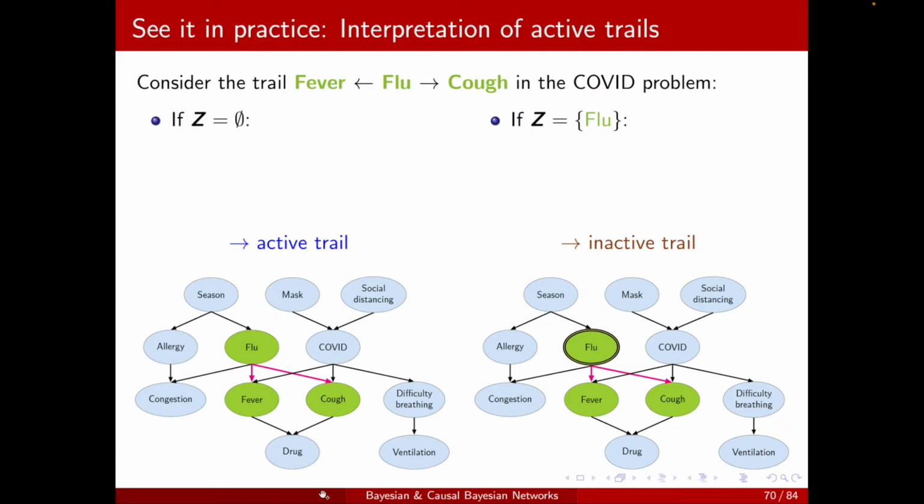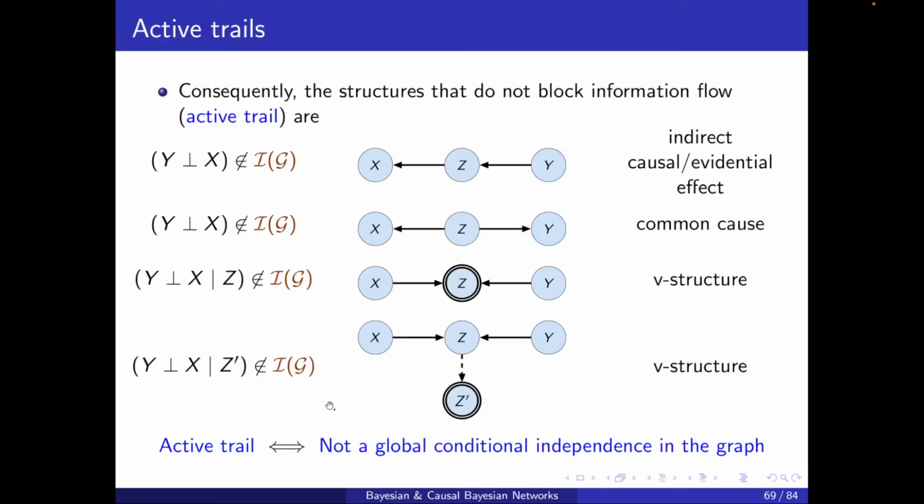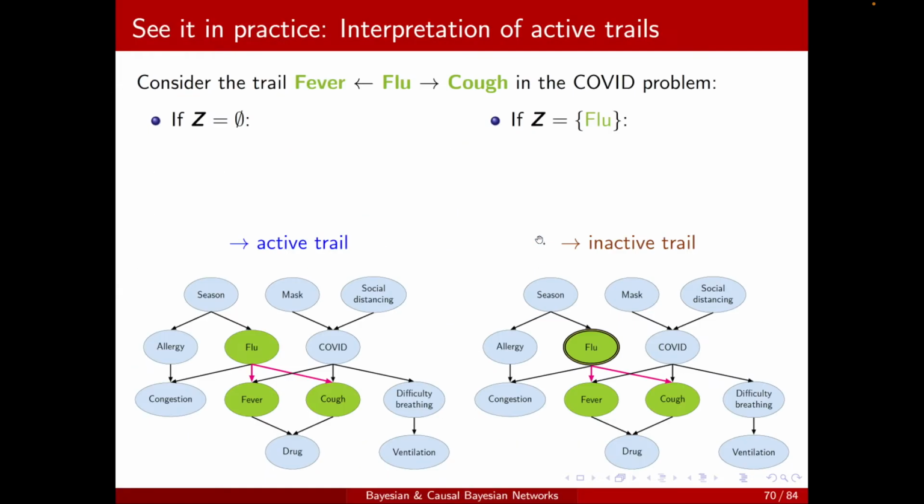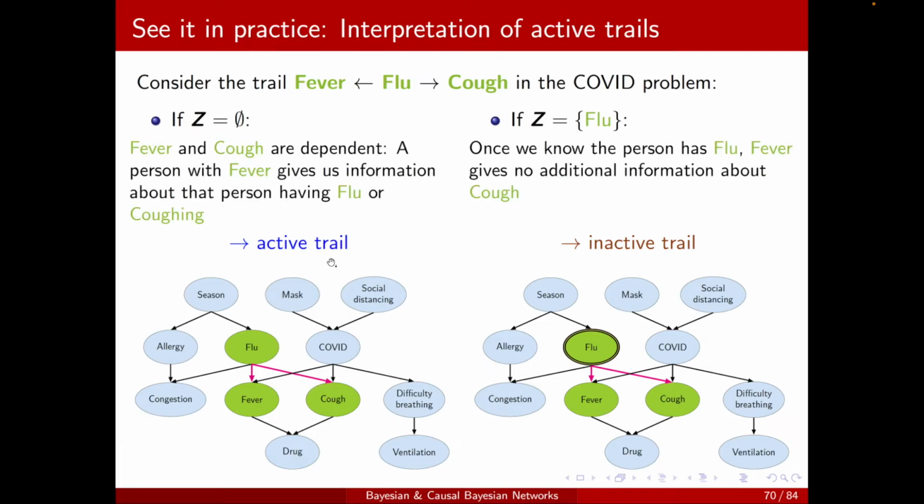Okay, let's see it in practice: interpretation of active trails. Getting back to our COVID example with this known graph, we are investigating whether a given trail, fever, flu, cough, is active or not. This trail fits into the common cause case, so information will flow, and it's an active trail if nothing is observed, which is the case here. So we have an active trail.